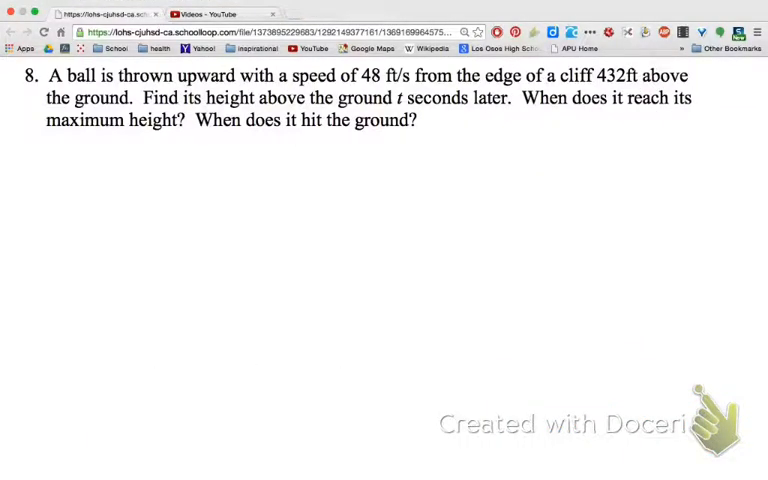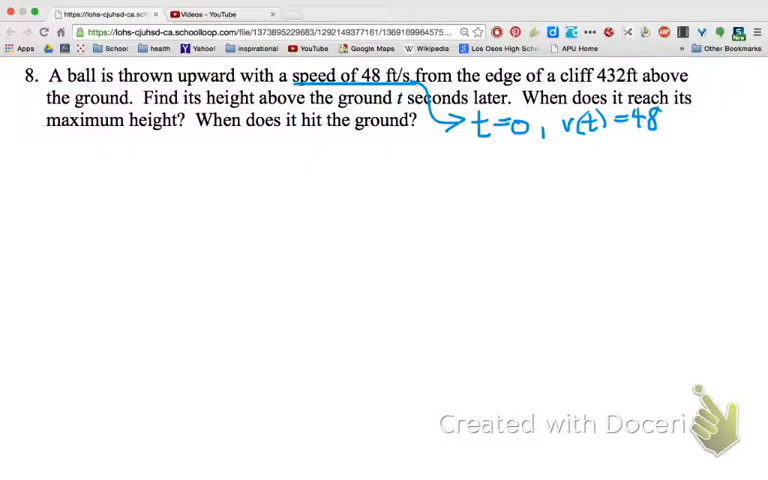Last one, I swear! Okay, so we have a ball thrown upward, and it gives me an initial speed. So remember, speed is absolute value of velocity. But it's going up, so velocity would be positive anyways. So here's what I know about that. When time is 0, velocity is 48. And then it also gives me another little Blue's Clues.